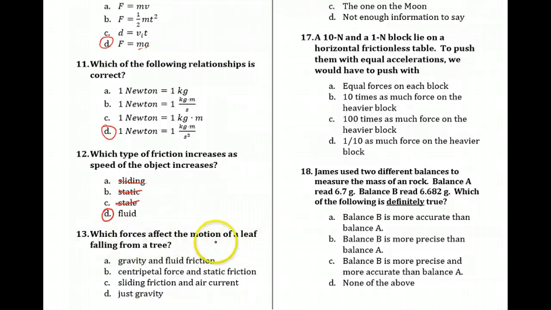Which of the following affect the motion of a leaf falling from a tree? Gravity and fluid friction. So this is the best answer, because centripetal force and static friction, well, that's static friction. This is moving. It's a motion of a leaf that's falling from a tree, so it's not static friction. Sliding friction and air current, well, it's not touching an object. Just gravity, well, it's got air resistance as well. Don't forget that air resistance is a type of fluid friction. So that is correct. Gravity is correct.